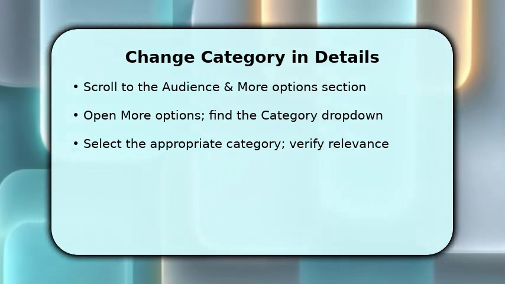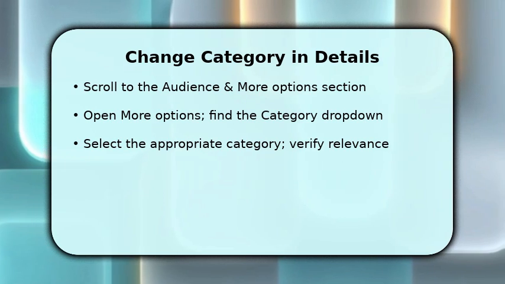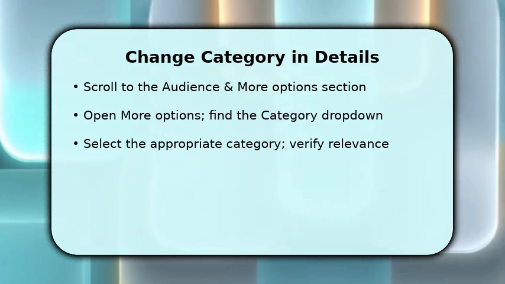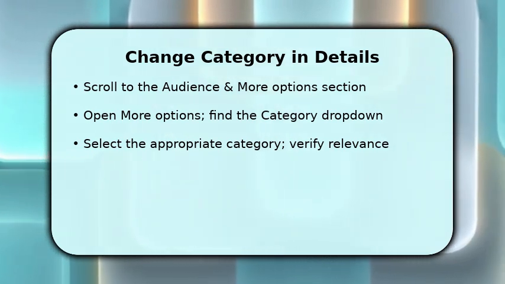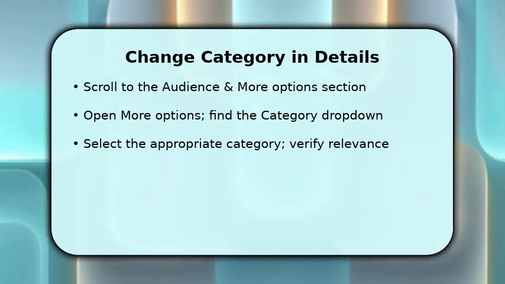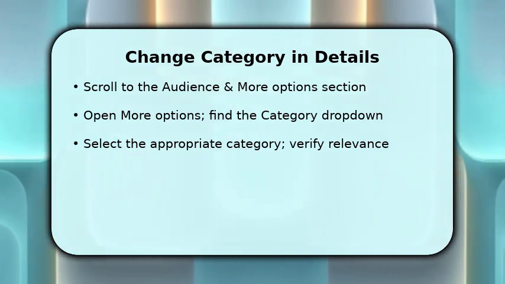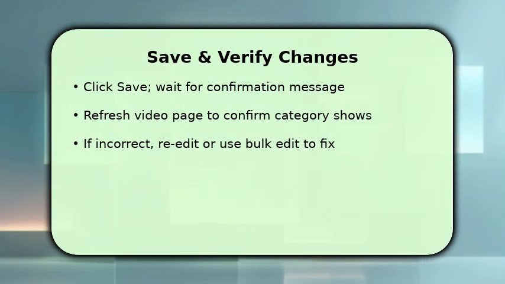After selecting, review other fields like tags and description since category selection interacts with them. If you're changing multiple videos, use the checkbox list to edit in bulk from the main videos view. You must click Save to apply the new category.